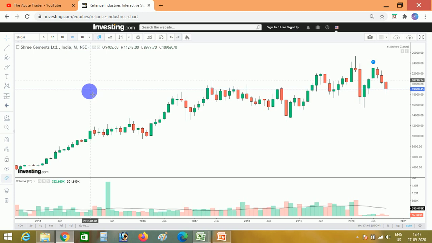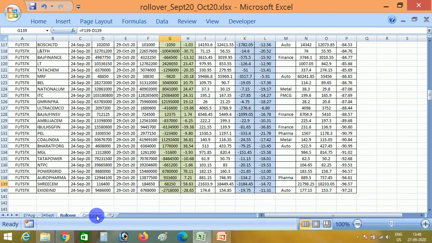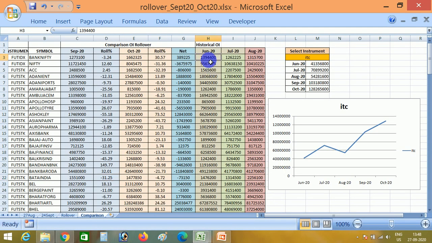So friends, if we check the Shri Cement data on the monthly basis, this candle has 58% open interest included in it on the monthly basis. So if we check more data on the comparison sheet, our next comparison sheet, we have the historical data for June, July and August. We have the rollover percentage comparison, that on September series we are having a rollover percentage like this, and for October we are having a rollover percentage like this. So we can filter on our analysis basis.